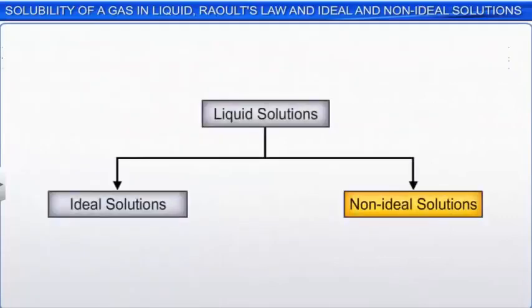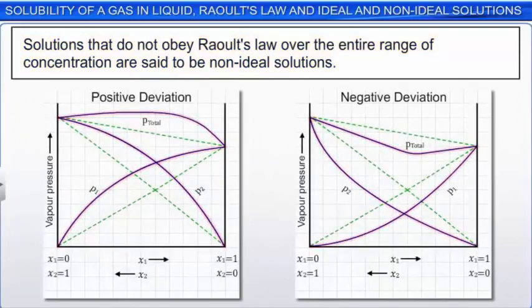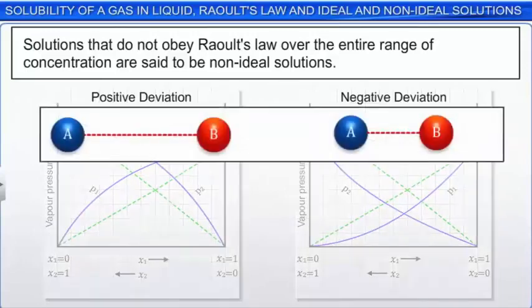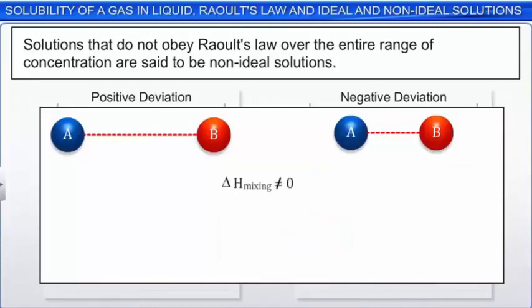Let us now discuss non-ideal solutions. Solutions that do not obey Raoult's law over the entire range of concentration are said to be non-ideal solutions. Non-ideal mixtures produce curves rather than straight lines as shown here. The dotted straight lines represent the ideal behavior and the curved lines represent the deviations from the ideal behavior. The reasons for the deviation are the intermolecular interactions at the molecular level. For a non-ideal solution, the magnitude of A-B interactions is not the same as the magnitude of A-A and B-B interactions. Also, delta H mixing is not equal to 0 and delta V mixing is not equal to 0 for such solutions.